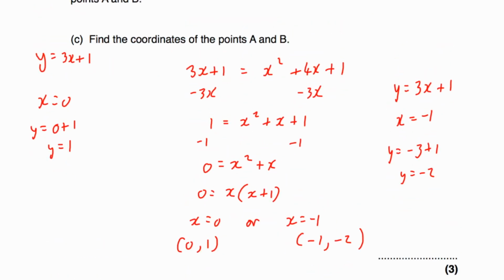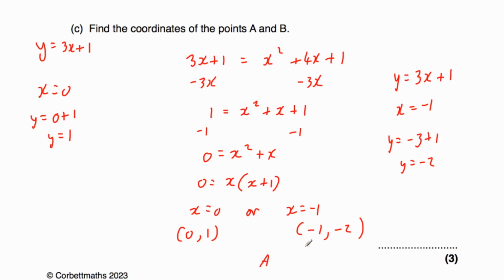And we were asked to write down the coordinates of A and B. So I'm going to write A is equal to negative 1, negative 2, because it's the first one to the left, and B is equal to the point 0, 1. And that's it. So they're the coordinates where the quadratic met the straight line. Okay, let's have a look at our next question.